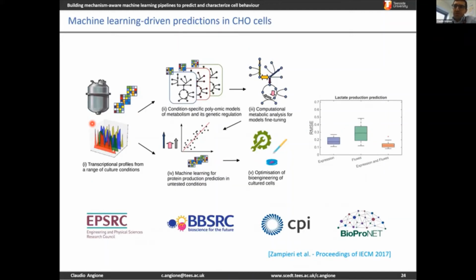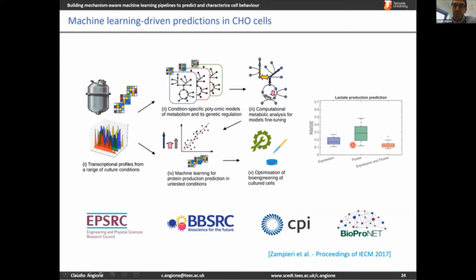We did a few industry-related projects. This was with CPI in Darlington, the Center for Process Innovation. They were mainly interested in predicting lactate production from CHO cells, Chinese hamster ovary cells, which is one of the most popular for biotherapeutics and for post-translational modifications in drugs and proteins in general. And again, what we saw here is that if we predict lactate production just with gene expression, we get a fairly low error. This is the error on the y-axis, so we'd like to minimize this.